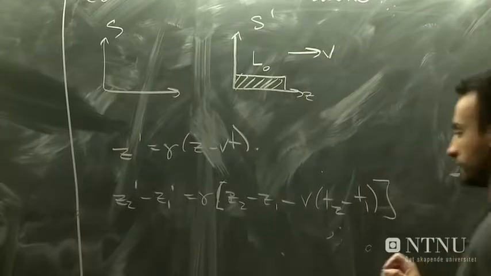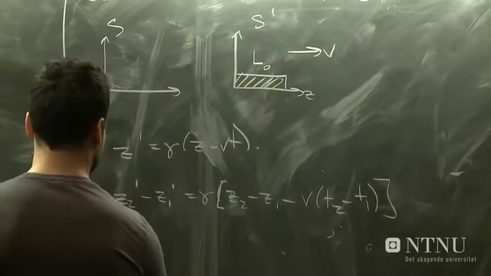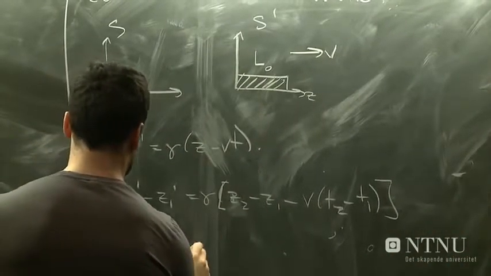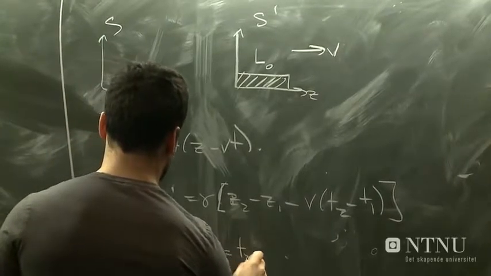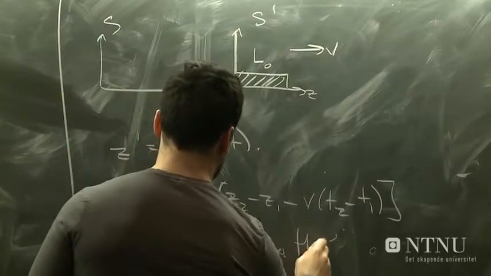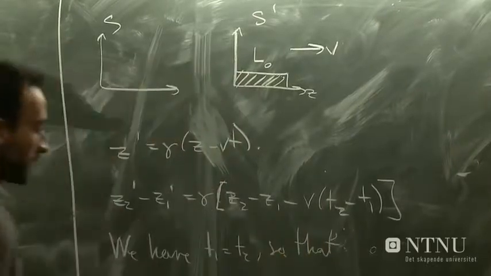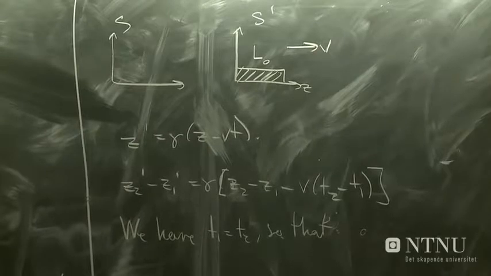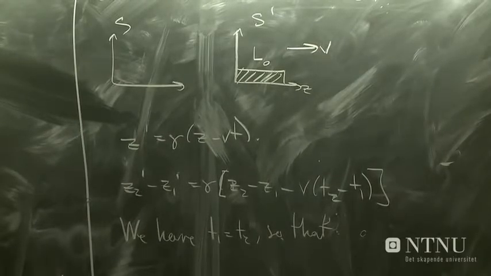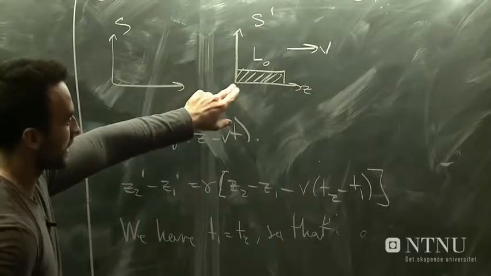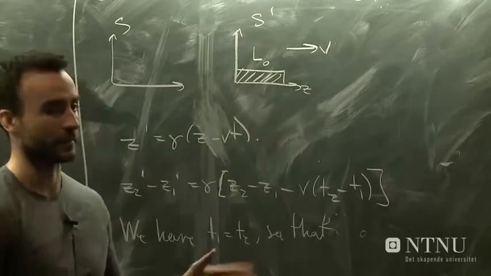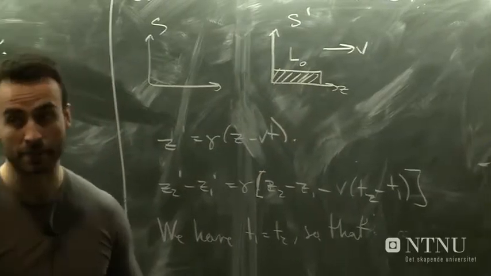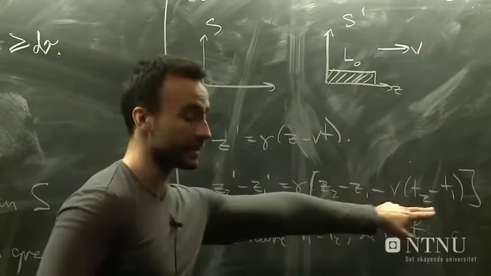But now, we use that the time at which we perform the measurement is the same. So in other words, we're measuring the position here and the position here at the same time. It's an instantaneous measurement. In that case, this term cancels.